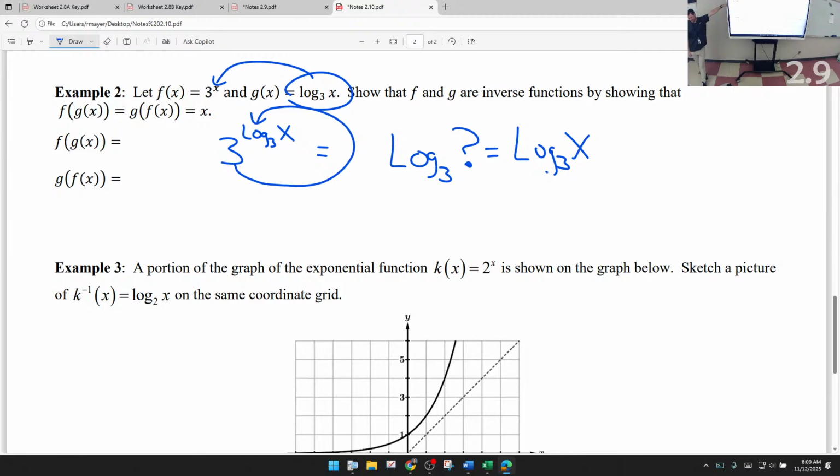Did I lose anybody on that? Lost y'all? This simplifies to something, right? What does it simplify to? I don't know. 3 to what is equal to log base 3 of x? What does that question mark have to be? X. Because it's log base 3 of question mark is equal to log base 3 of x. In order for those to be equal, that question mark has to be x. Okay with that? So that simplifies to x.